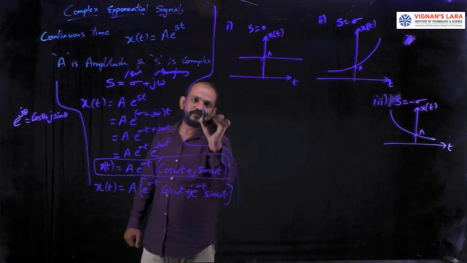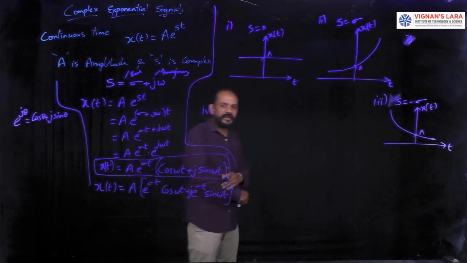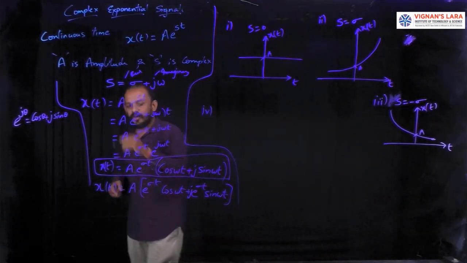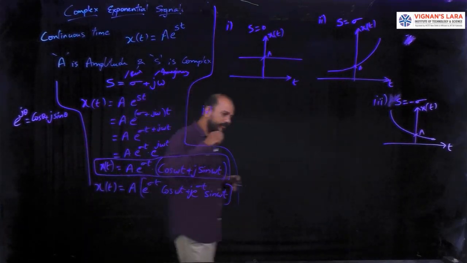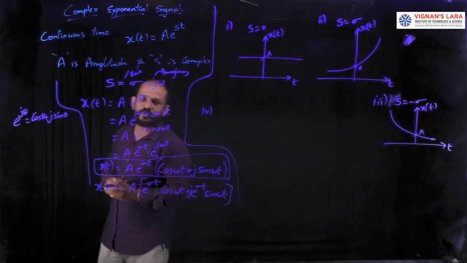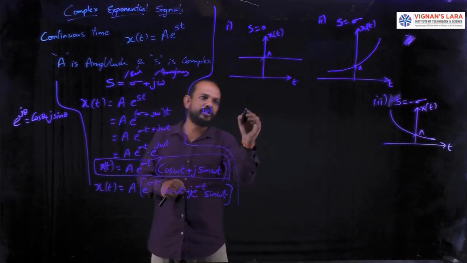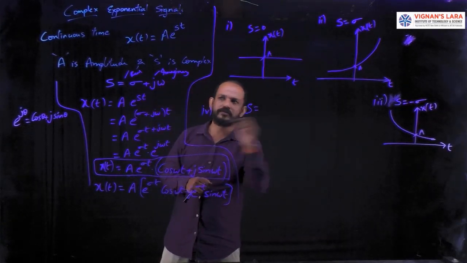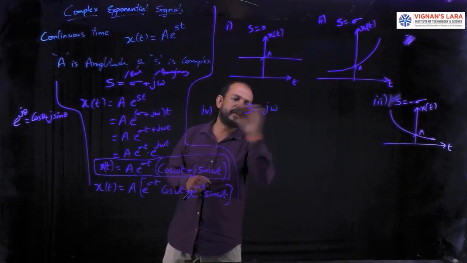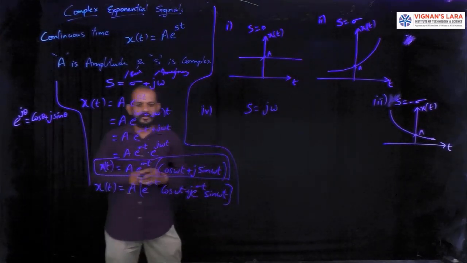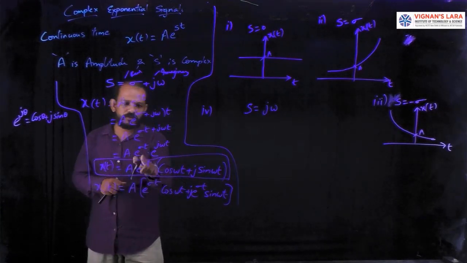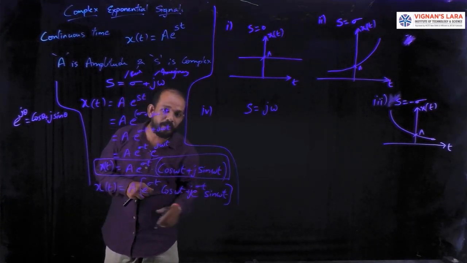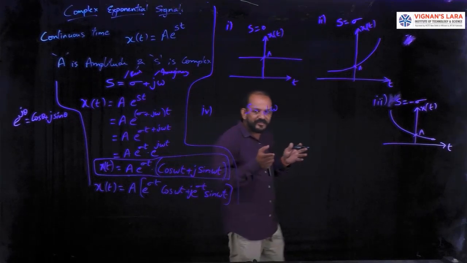Now the fourth one. Now what I will take: first I took imaginary as 0 and the real values as 0, greater than 0, less than 0. Now I take the real value, sigma, as 0. If sigma is 0, then what is the value of s? S equal to j omega. So here sigma is 0, 0 into t is 0, e power 0 is 1. Then that will be a into cos omega t plus j sin omega t.